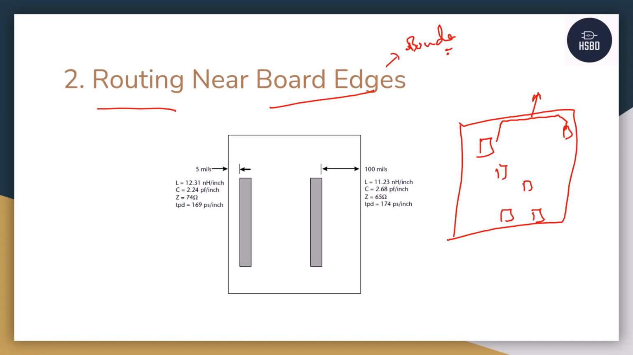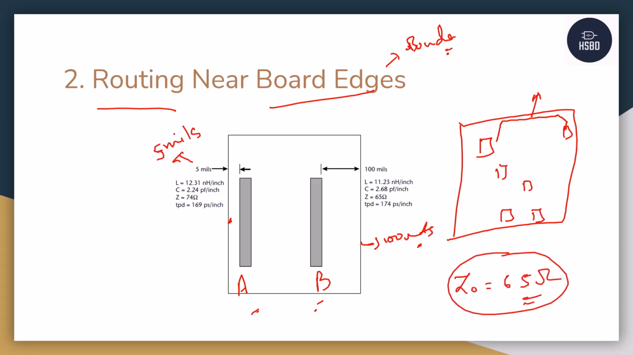In order to explain that, I have taken two examples here. One is A and one is B. If you look closely, in the first example the trace is running just 5 mils from the boundary of the board. In another example, the trace is moving 100 mils inside the board. In that case, I'm taking a signal with 65 ohm of trace impedance. The trace impedance for both the traces is 65 ohms.